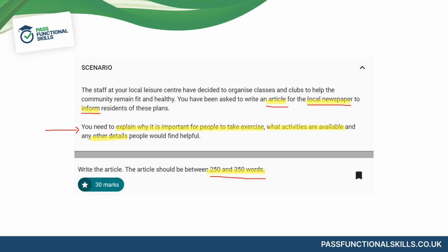We've got 30 marks for this question, and that will be the case for both of the questions on your writing exam. And when we look at the mark scheme, we'll go into a bit more detail about how we get those 30 marks and where they all come from.